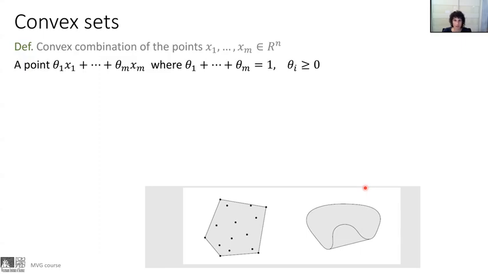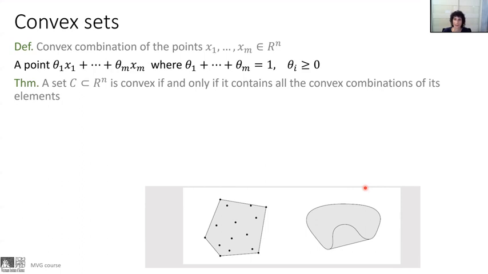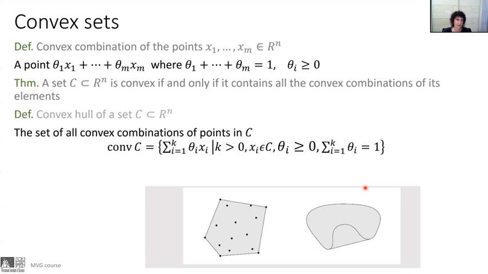So we spoke before about affine combination, and now we speak about convex combination. A convex combination of points x1, ..., xm is a point where we take the weights theta 1 to theta m. The sum of the weights is going to be 1, but theta i should be non-negative. This is as opposed to the affine combination, where theta i can be any number such that the sum is 1. So this is a convex combination.